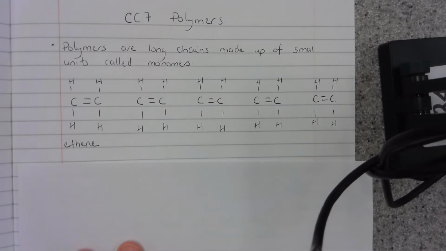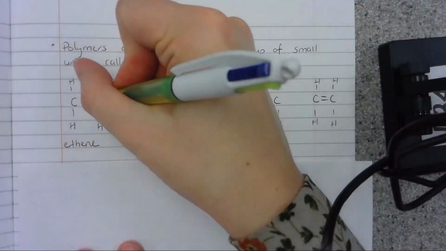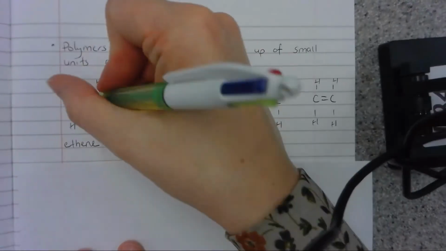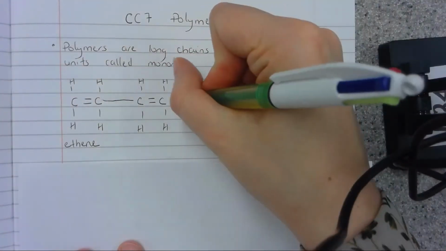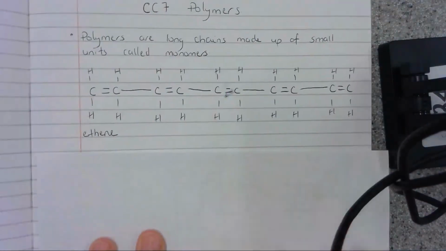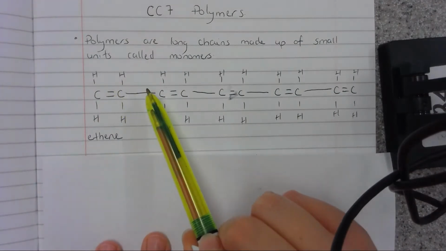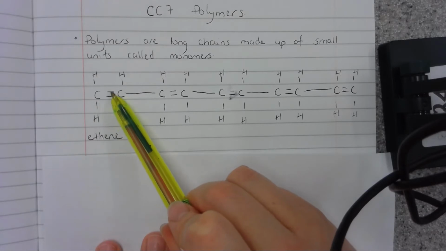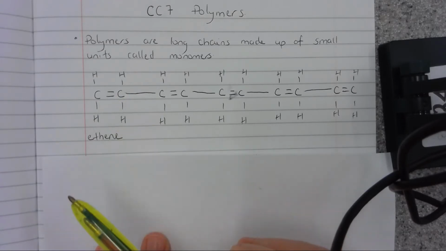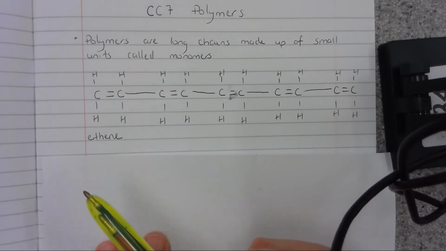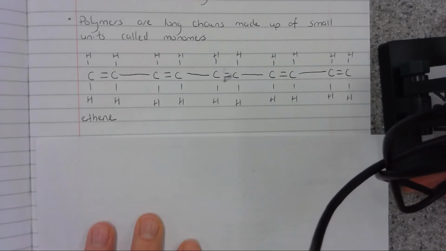Now, if you just look at what I've drawn here, if I were to try and just attach these molecules together by just joining them up like so, what you will hopefully notice is by doing that, by joining all of these molecules together, that carbon will end up with 1, 2, 3, 4, 5 bonds when it can only have 4. So I can't just join all of those ethene molecules together because carbon will have too many bonds.